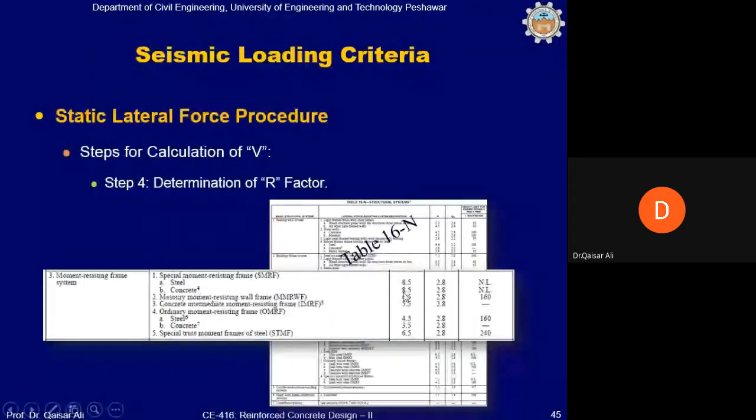Okay. And for the masonry moment resisting frame, concrete moment resisting frame, what are moment resisting frames? This we will learn in the coming slide. Anyway, depending on your type of structure that you choose for your design, you can select R value from this table.